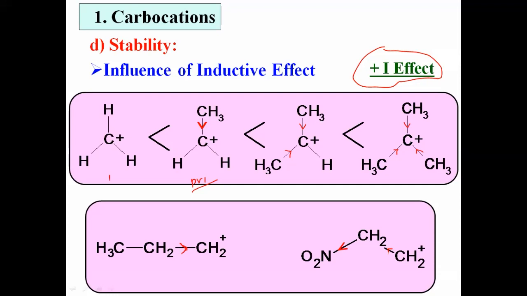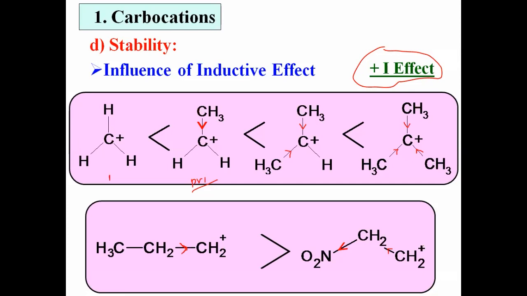And we know that the central carbon atom has electron deficiency, and if electrons are withdrawn from it, it becomes unstable, meaning its stability decreases. Therefore the second one is less stable than the first one. This is due to the minus I effect of the NO2 group. This is about the role of the inductive effect on the stability of carbocation.